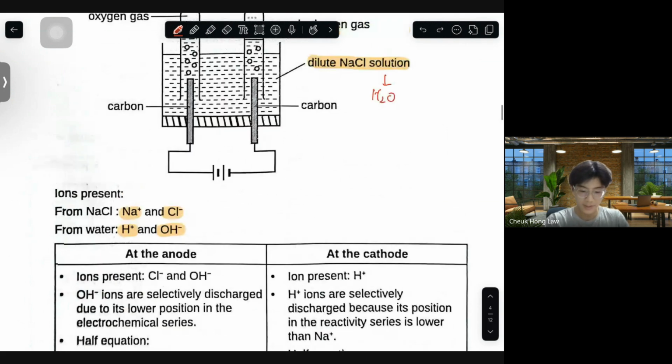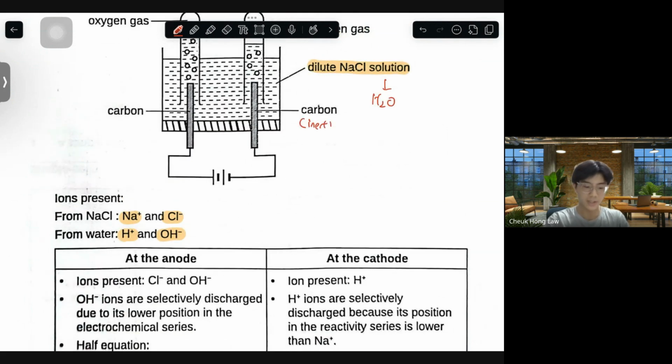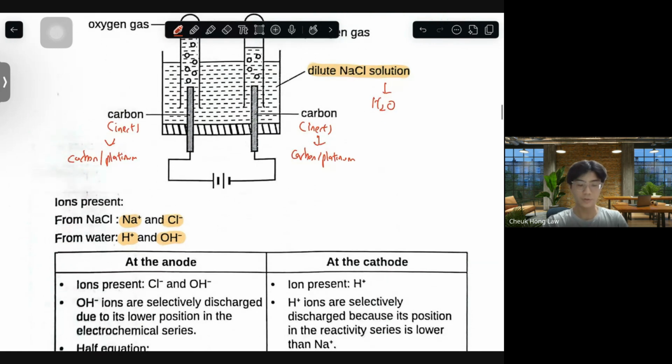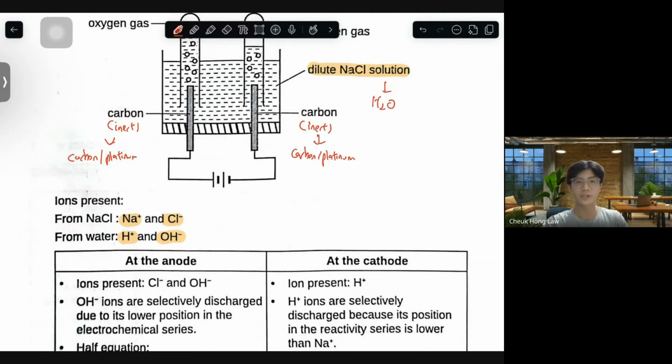Then of course we are using carbon electrodes, which are inert. Remember your inert electrodes are either carbon or platinum. Other forms of carbon include graphite. So carbon or platinum. So your electrodes will not take part in the reaction because they are inert, they are unreactive.